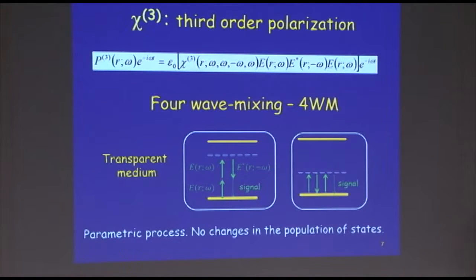If you consider the chi-3 susceptibility, then you may have this kind of four-wave mixing process in which you may mix three different fields to generate a signal. Again, you don't have a population involved, so you have a parametric process. And then you may have a process like that, or other combinations that are possible.